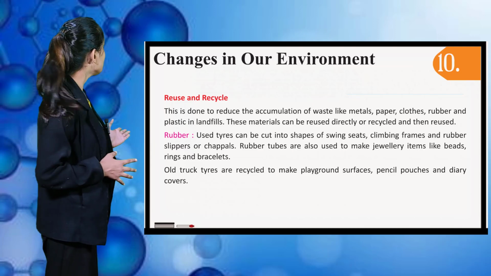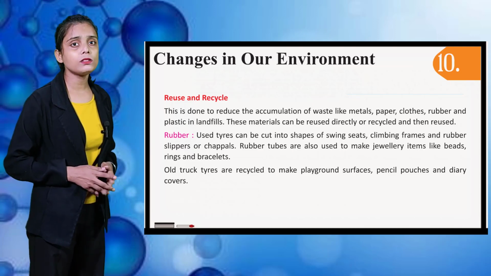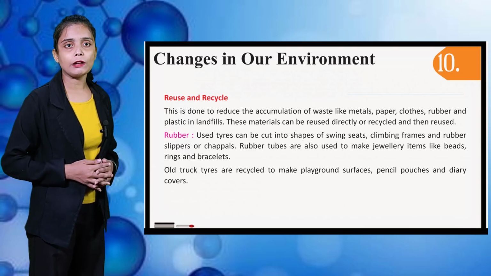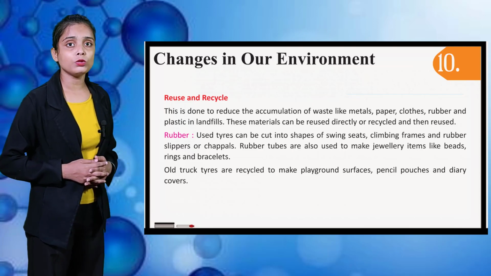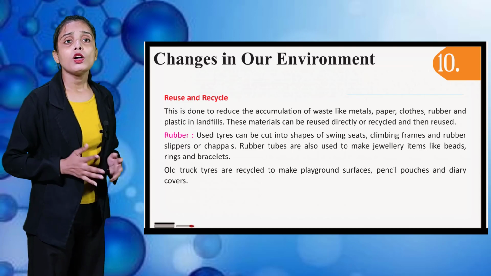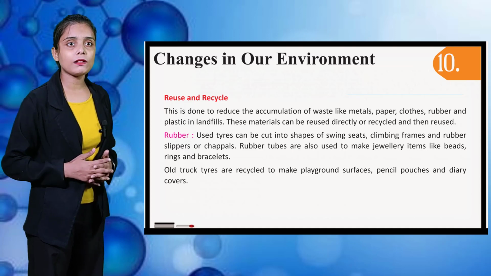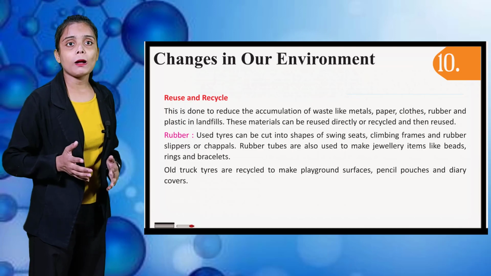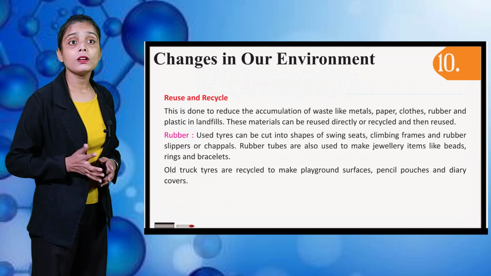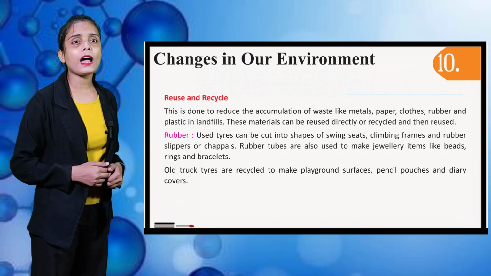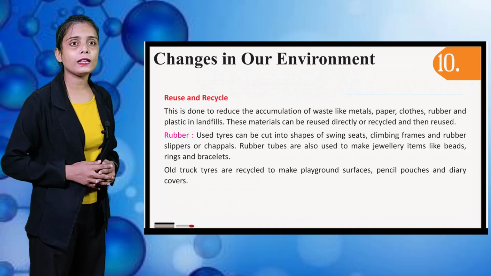So now let's see reuse and recycle. This is done to reduce the accumulation of waste like metals, tablecloths, rubber and plastic in landfills. These materials can be reused directly or recycled and then reused. Now, let's see rubber. Used tires can be cut into the shape of swing seats, climbing frames and rubber slippers or chappals. Rubber tubes are also used to make jewelry items like beads, rings and bracelets. Old truck tires are recycled to make playground surfaces, pencil pouches and diary covers.